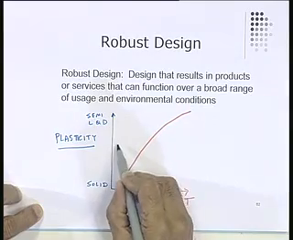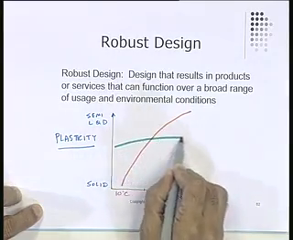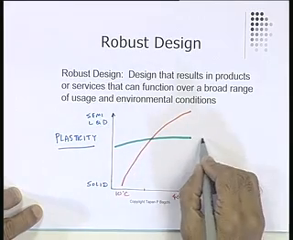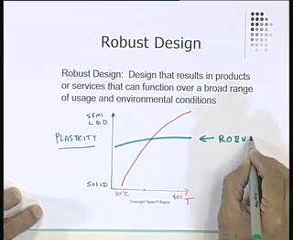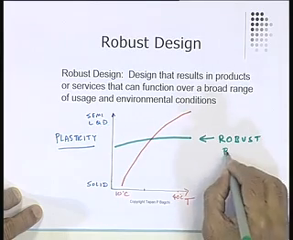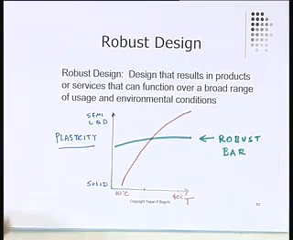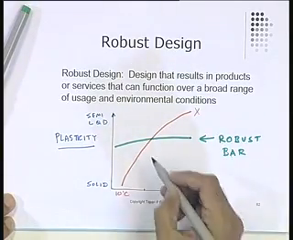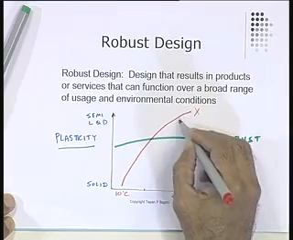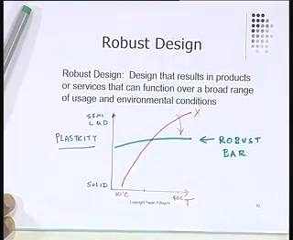There are multiple factors that I can manipulate, and if I do that using DOE, I can come up with a bar that would be like this. That is nearly stable. This is a robust bar, and certainly this is not a robust bar. How do I convert a design that is here to this one? How do I do that?